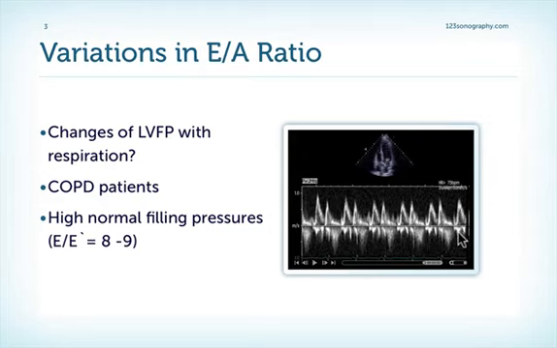caused by respiration. This can be found particularly often in patients who have chronic obstructive lung disease, and it seems to suggest that these patients have high normal filling pressures with E to E' ratio somewhere in the range of 8 to 9, maybe even more.